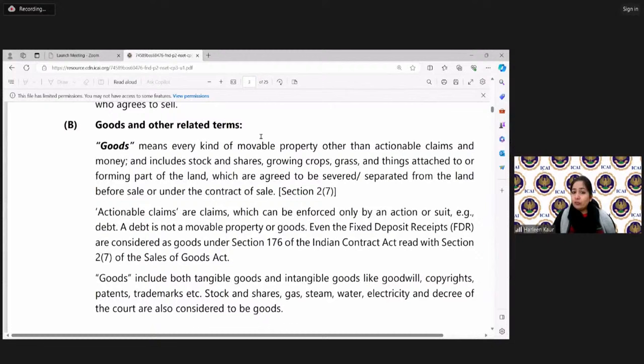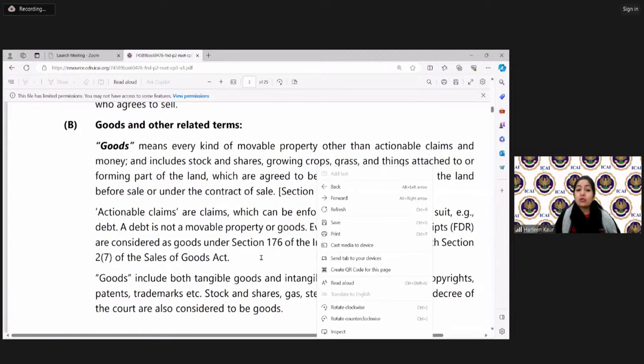Goods are all kinds of movable properties. You have understood. Actionable claims, I have told you something. It can be about an action or a suit. You have understood. FDR is goods or not? Yes, ma'am. FDRs are goods as per Section 176 of the Indian Contract Act.